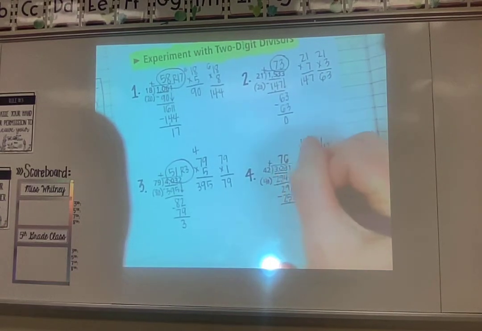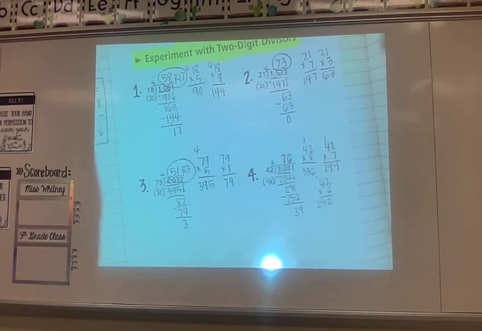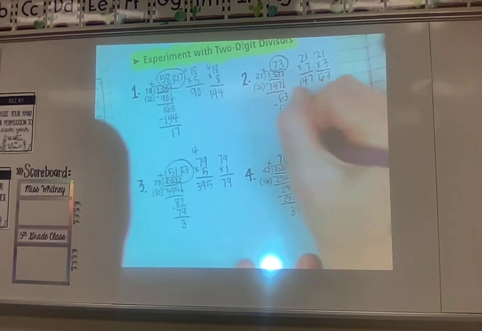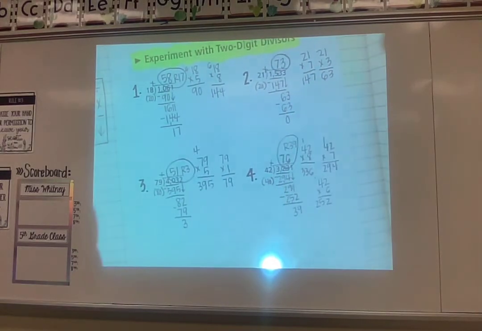Do a little take 1, give 1 here. I got 39, and I don't have anything to bring down, so remainder 39. Kind of had to write that weird up there. I was running out of room.